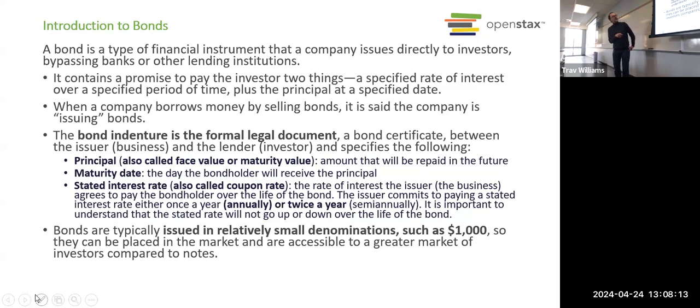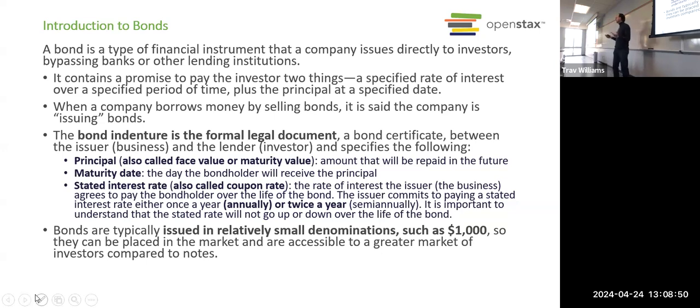So let's see, here we're talking about bonds. The principal is also known as face value or maturity value. What does that represent? What is the face value of a bond? Yeah, it's the amount that the bond purchaser knows that they will eventually get back. It's not necessarily what they paid for the bond, right? But it's what the bond is worth if they hold it to maturity.